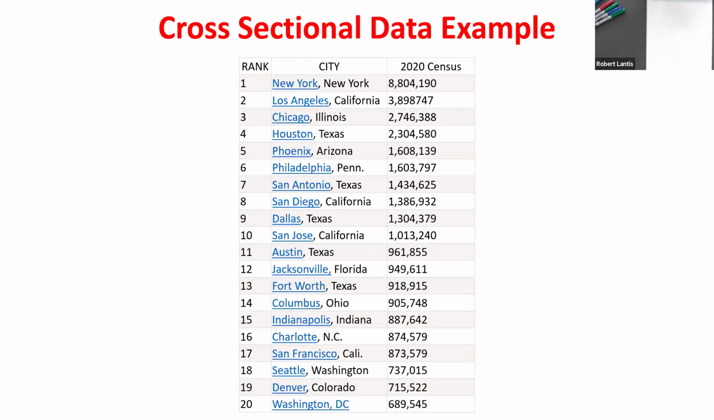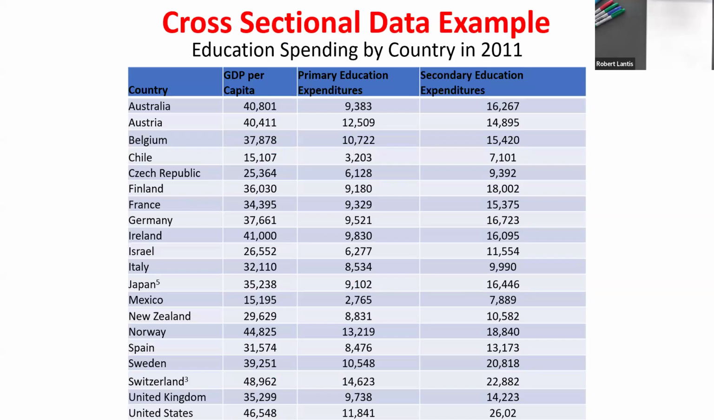You can still have cross-sectional data, right? Multiple subjects. So now I've got multiple countries. It's still one point in time, 2011, but I can have multiple variables collected. So each column in our data set represents a different variable, right? So here I've got what?